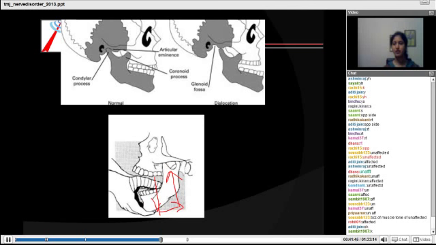Backwards and upwards is you're going back into the articular eminence. Why is it downwards first? What are you trying to do when you're moving the mandible downwards, then backwards and then upwards?